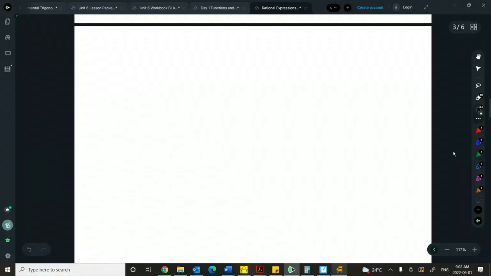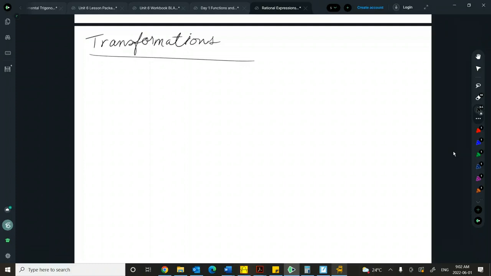Okay guys, so let's take a look at a recap of transformations. The first thing that I want to do is go over all of the parent functions that we did in transformations throughout all units. I'm going to show you all the base functions and the suggested x-coordinates of the key points. So in Unit 3, we had 3 main parent functions.